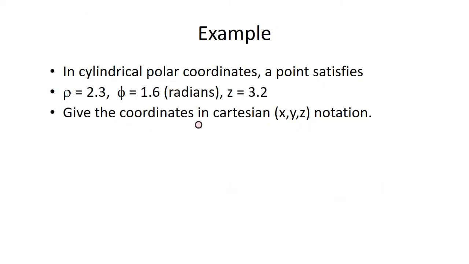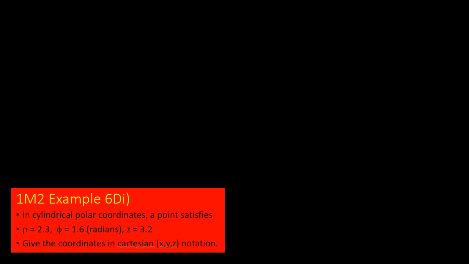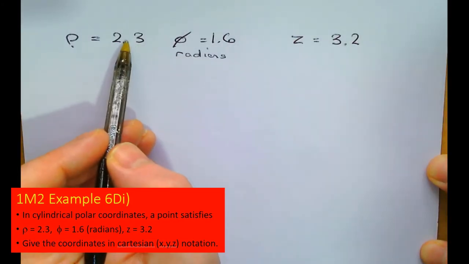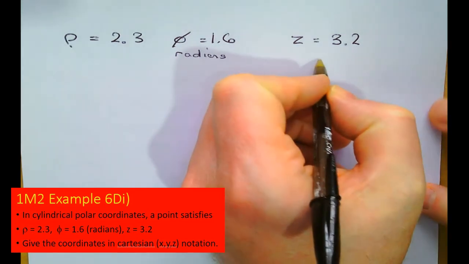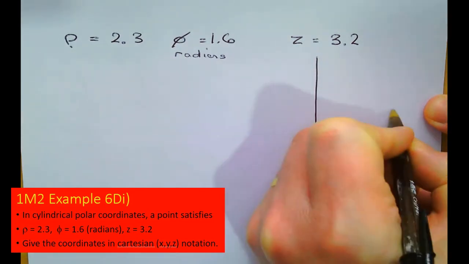So here's an example. Let's imagine we start off with rho, phi, noting we're in radians, and z. How do we convert this to x, y, and z? How do we convert to Cartesian coordinates? Here we have our rho, phi, and z. Perhaps we could draw a diagram. And let's draw a diagram.